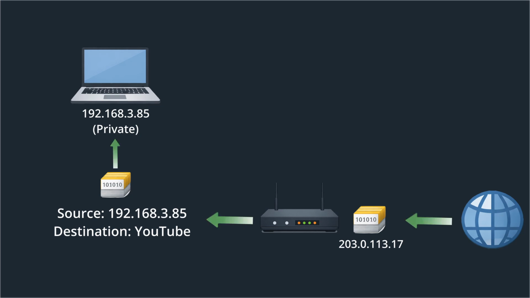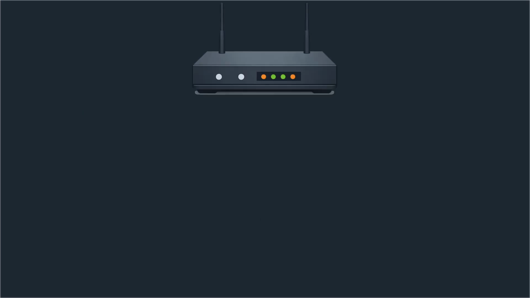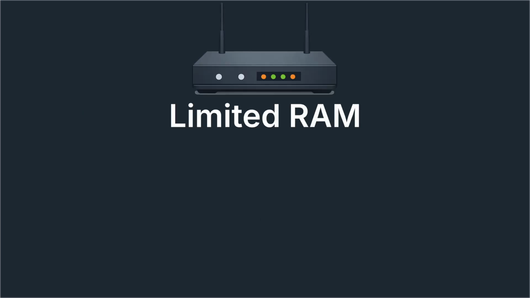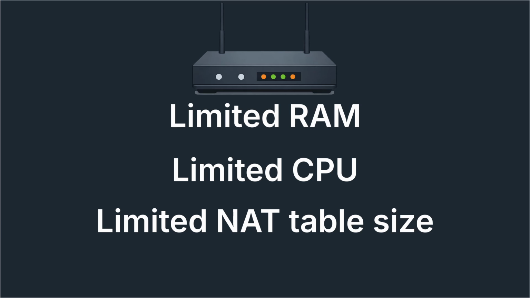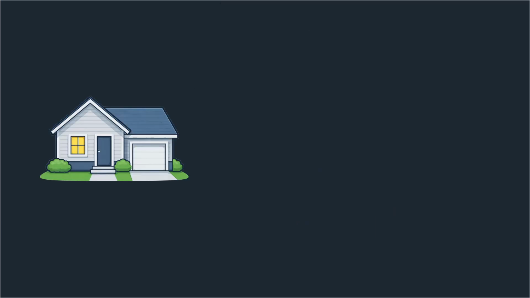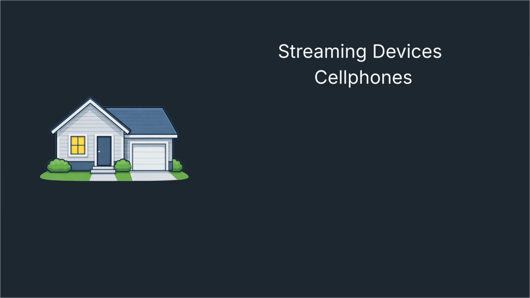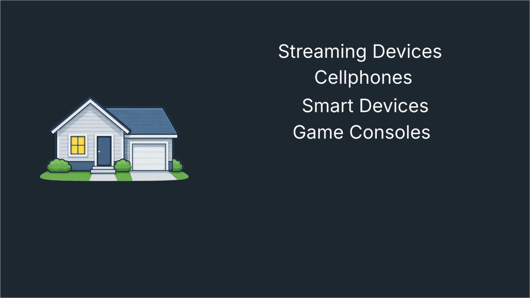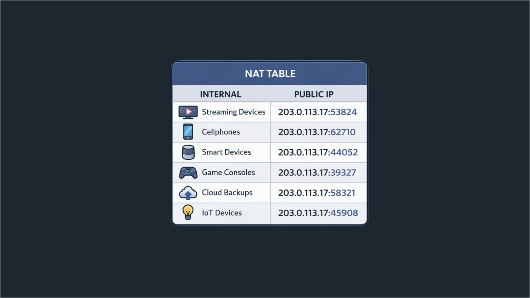So why can this table become a problem? Home routers often have limited RAM, limited CPU, and limited NAT table size. Modern households generate huge numbers of connections: streaming devices, phones, smart TVs, game consoles, cloud backups, and all kinds of IoT devices. Each connection creates an entry in the table.